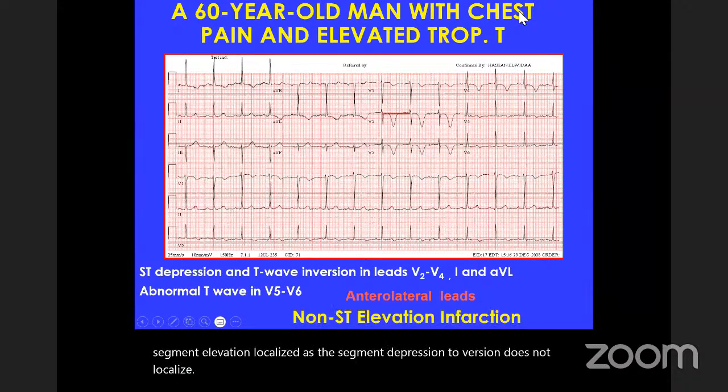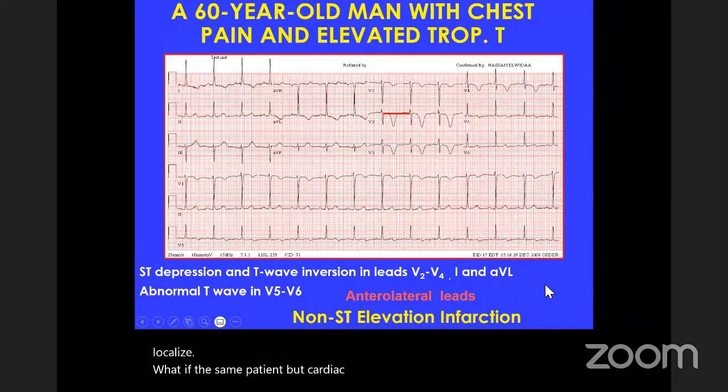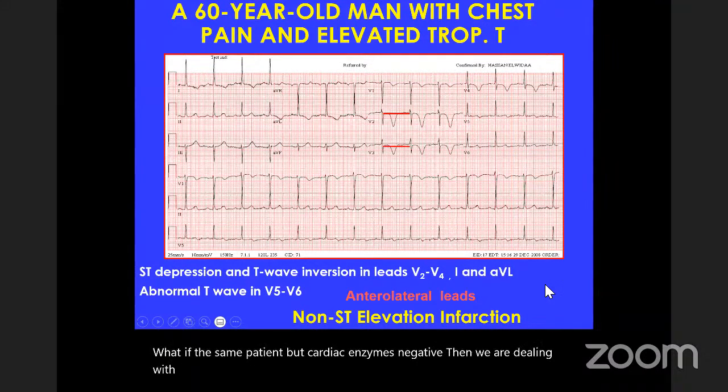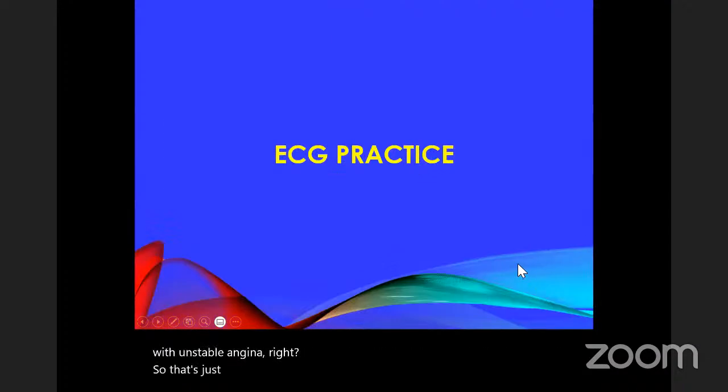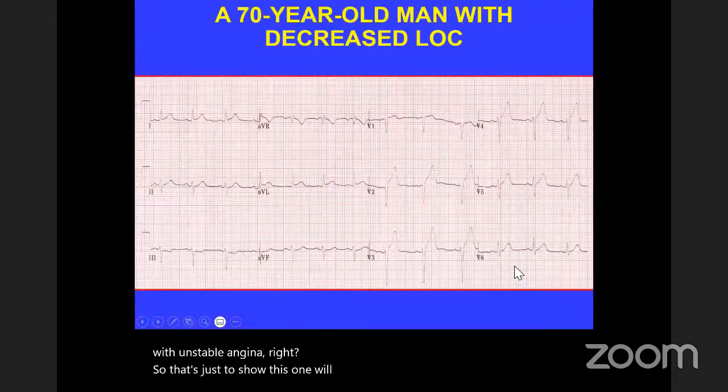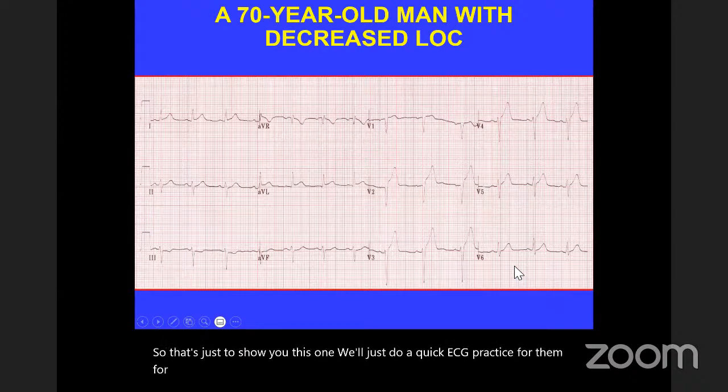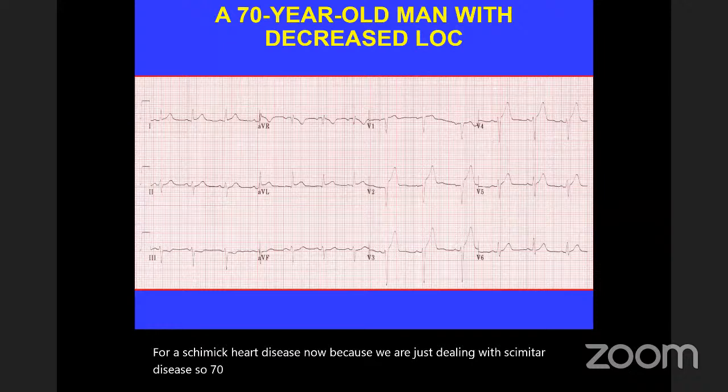What if it were the same patient but with negative cardiac enzymes? Then we are dealing with unstable angina, right? So that's just to show you this one. We'll do a quick ECG practice for ischemic heart disease now, because we're just dealing with ischemic heart disease. A 70-year-old man with decreased level of consciousness. What is your diagnosis here?